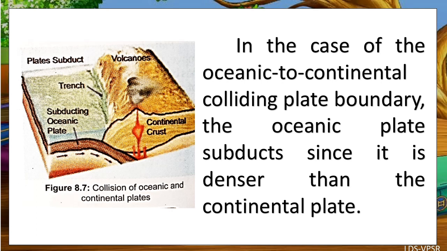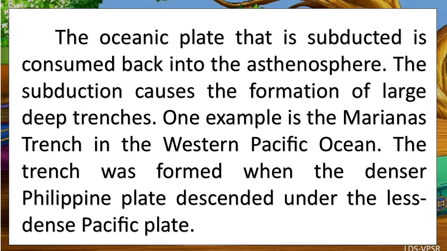In the case of the oceanic to continental colliding plate boundary, the oceanic plate subducts since it is denser than the continental plate. The oceanic plate that is subducted is consumed back into the asthenosphere. The subduction causes the formation of large, deep trenches. One example is the Marianas Trench in the western Pacific Ocean. The trench was formed when the denser Philippine plate descended under the less dense Pacific plate.